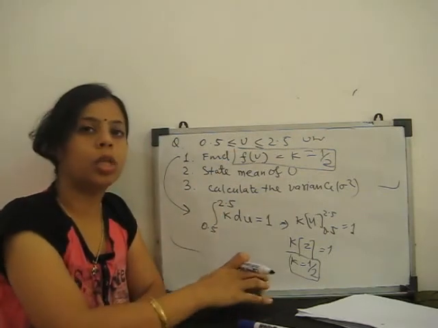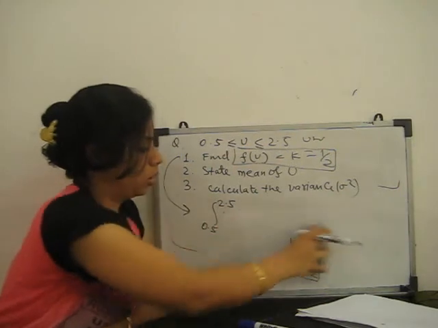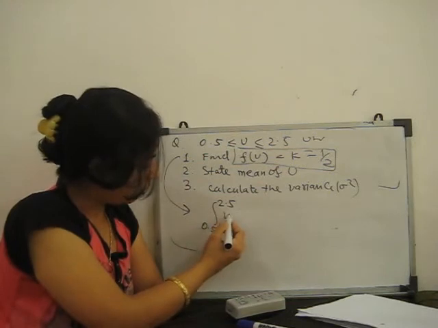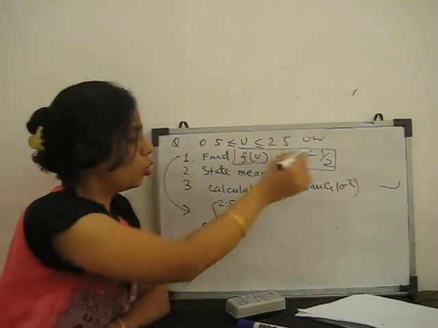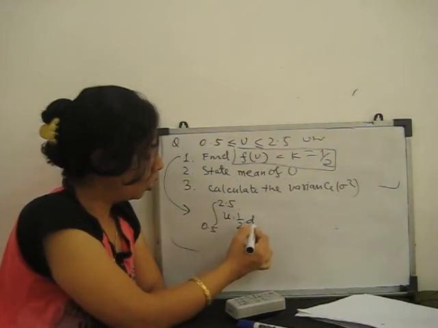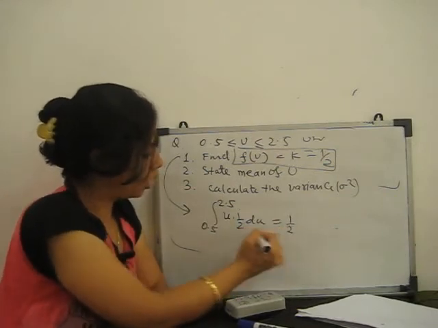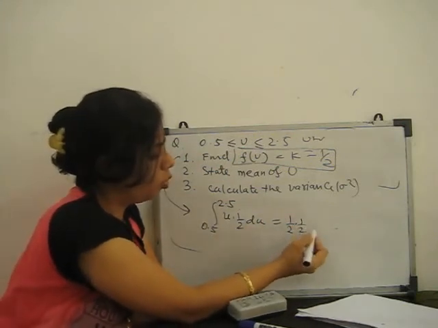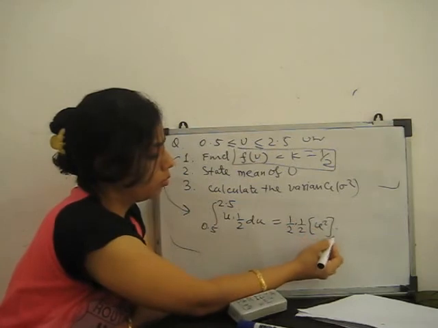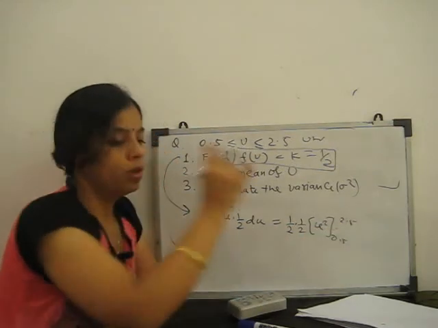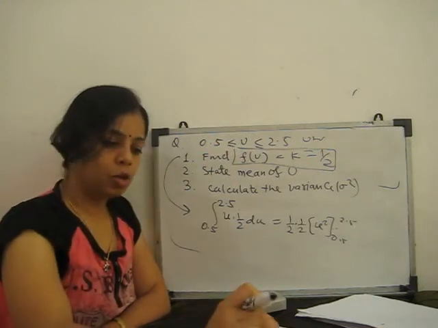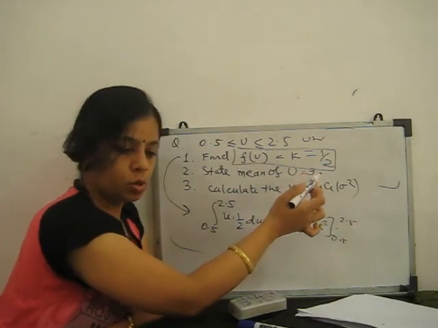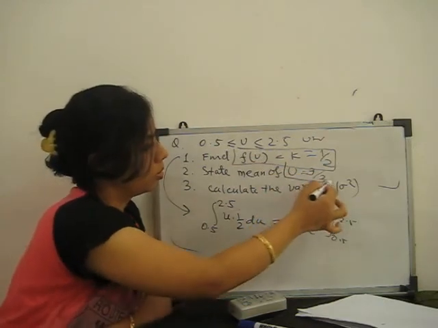Second, we have to find the mean. So what is the mean? Mean is the integral of x f(x), and at the place of x our variable is u, so u into f(u). f(u) is 1 by 2, du. So 1 by 2 outside, the integration of u is u square by 2. So 1 by 2 outside, u square by 2 from 0.5 to 2.5. You just substitute the limits, and you will get the mean equal to 3 by 2. The value of this is equal to 3 by 2. Clear?